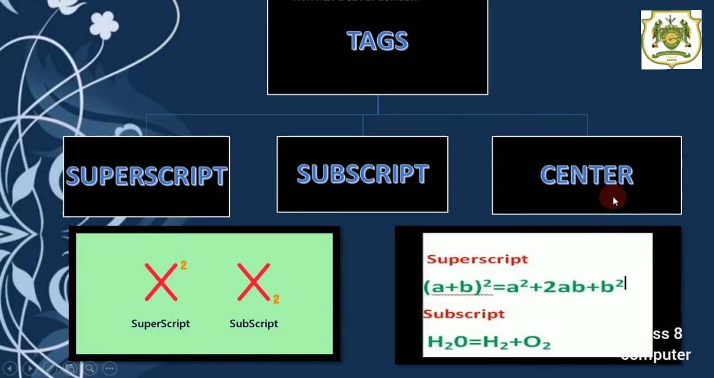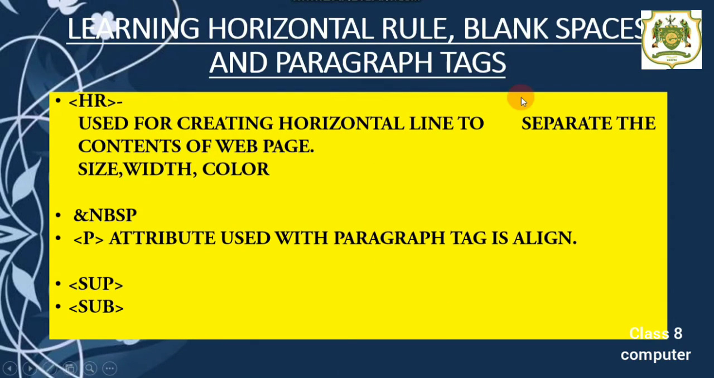Now the center tag is something which we can use for bringing our text to the center. Center is an alignment also, and center is a tag also. By using the center tag, whatever we write, we can bring that particular text or line to the center. Next we are going to see the horizontal rule tag, how we can give extra blank spaces between the text, and how we can use the paragraph tags.